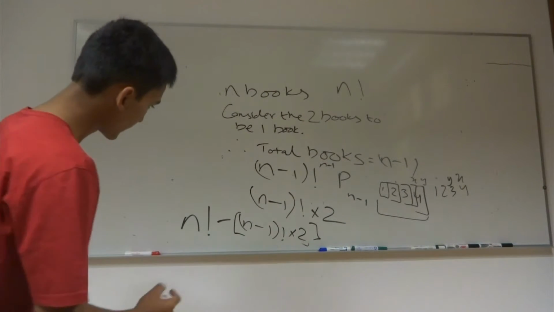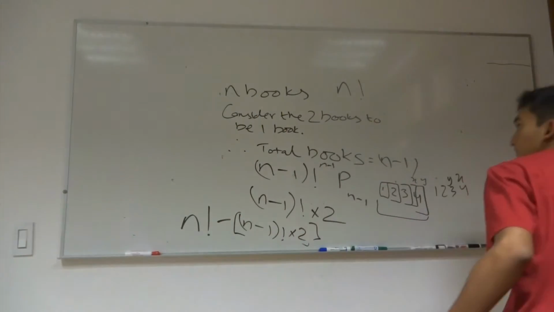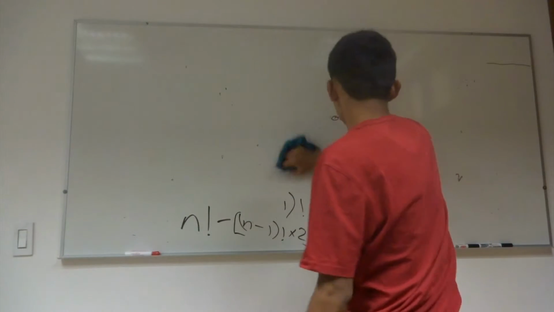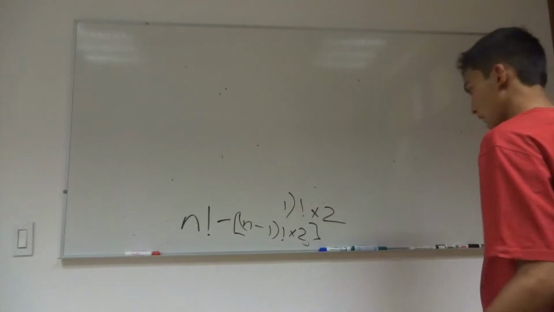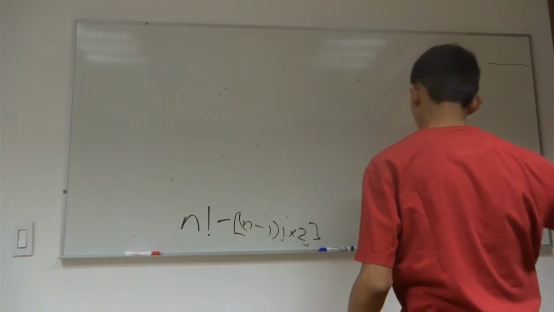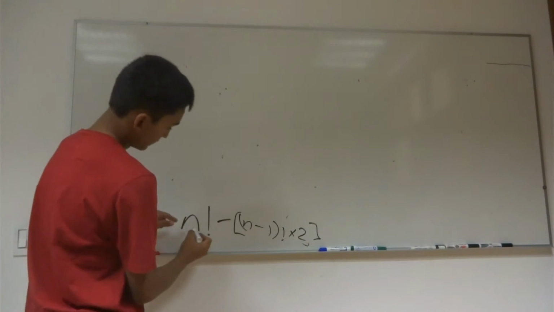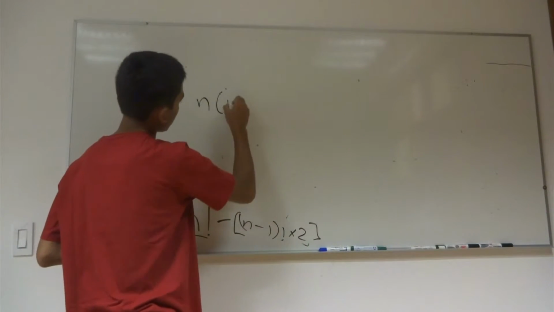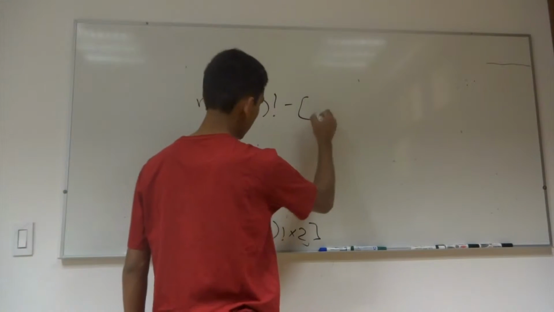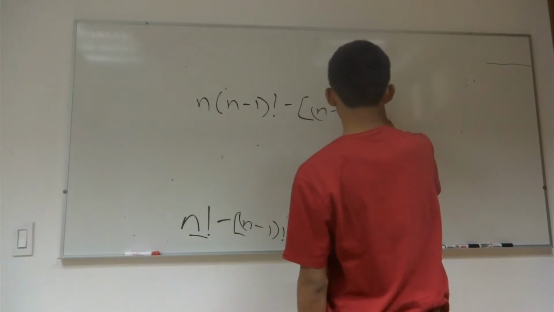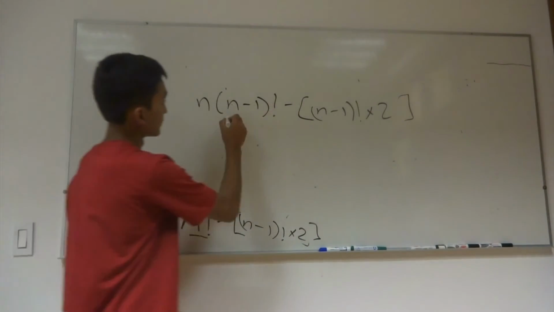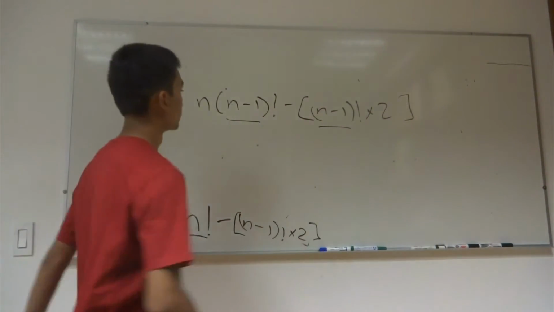And actually, to make it more simple, another thing I could do would be, you got this down here: n factorial, arrange it as n times n minus 1 factorial, minus n minus 1 factorial times 2. N minus 1 factorial is common.